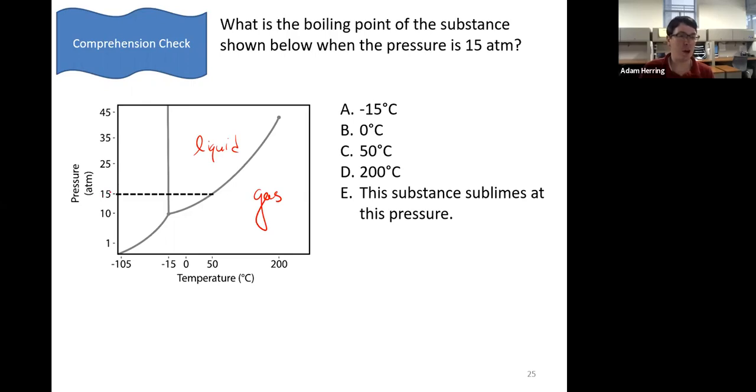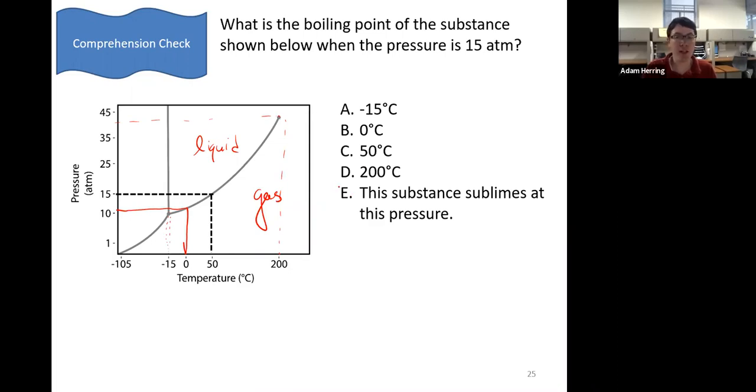So if we are looking at a pressure of 15 atmospheres, that's going to correspond to about 50 degrees Celsius. If we wanted to find where the other values show up, at 0 degrees Celsius, we have a pressure of about 10 atmospheres. 200 degrees Celsius corresponds very closely to the critical point. And negative 15 degrees Celsius we can see corresponds to our triple point.